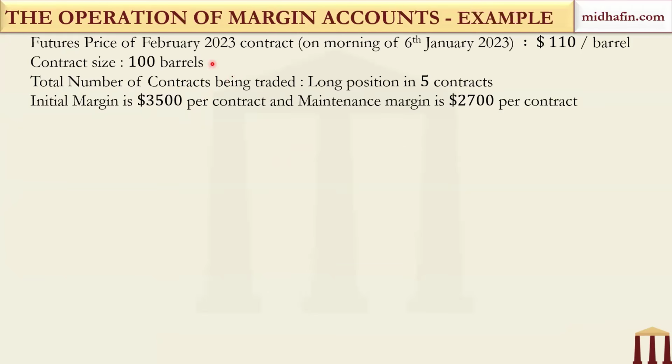Let's say you have the futures price of the February 2023 contract, on the morning of 6th January 2023, at, let's say, $110 per barrel. The contract size is 100 barrels. The total number of contracts being traded is a long position in 5 contracts. Initial margin is $3,500 per contract and maintenance margin is $2,700 per contract. This is given to you.